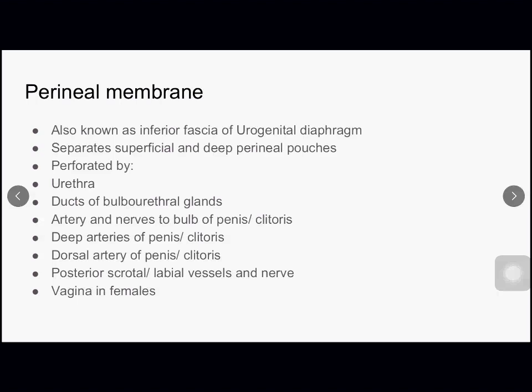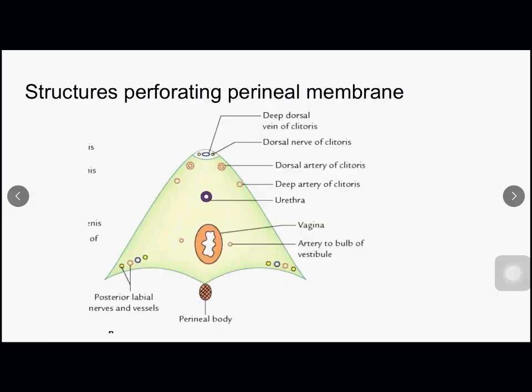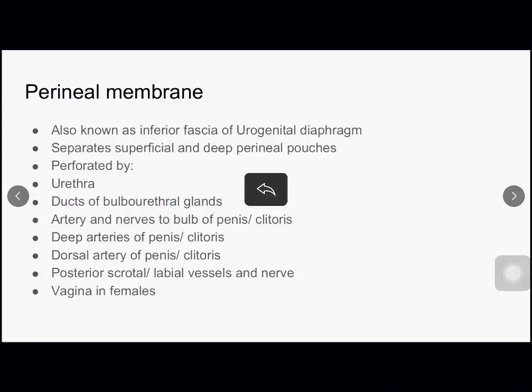So you have various structures which perforate through the perineal membrane. What are the various structures? We'll see. That is, you have the dorsal arteries, dorsal nerve. The corresponding veins will be present. And you have urethra which is perforating the perineal membrane, and you have vagina in case of females, then arteries to the bulb of the vestibule, and you have the posterior scrotal or posterior labial vessels. So these are all the various structures. If you remember this diagram, you can tell out the various structures which are perforating the perineal membrane. So this is regarding the fourth layer.